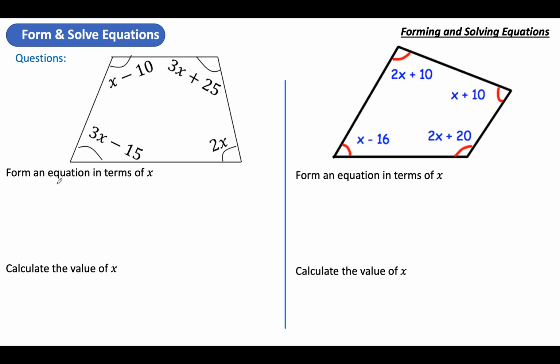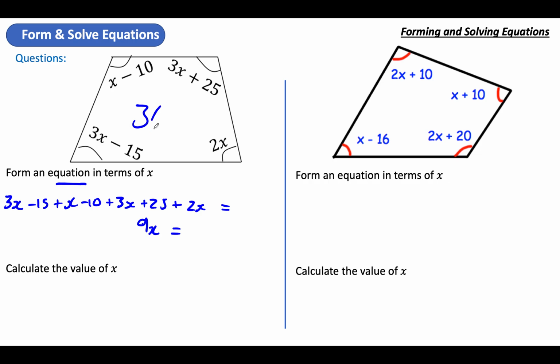Well, I've unpaused. Find an equation in terms of x. So let's add up those angles. 3x minus 15. This is the forming bit. We are forming an equation. Plus 2x. 3x plus x is 4x. Plus another 3 makes 7x. Plus another 2 makes 9x. And then start with minus 15. Take away 10, well, that's minus 25. Add 25. Oh, well, that cancels out, doesn't it? So there's no extra number on the end.